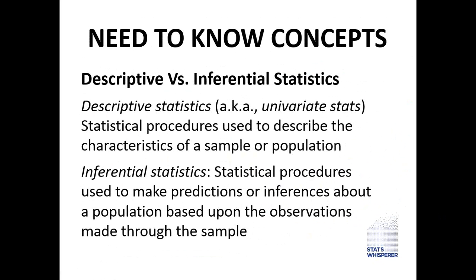Also, statistics are often categorized as descriptive versus inferential. Now, your descriptive statistics, also called univariate in our program, are statistics that describe a characteristic of a sample or a population. So basically, you're describing each variable by itself, right? So if the variable is happiness, you know, what's the highest score, what's the lowest score, what's the average score? So it's just that one variable by itself.